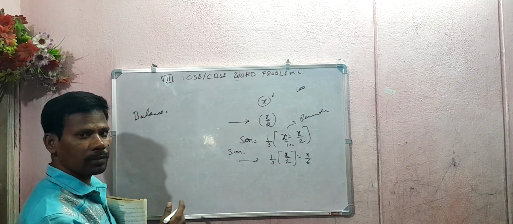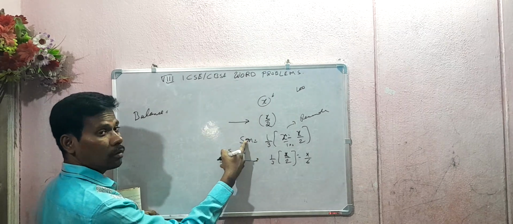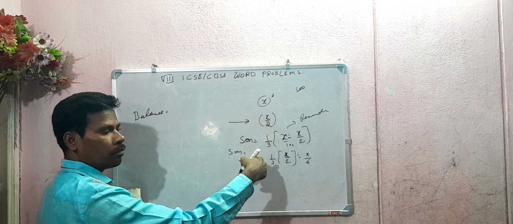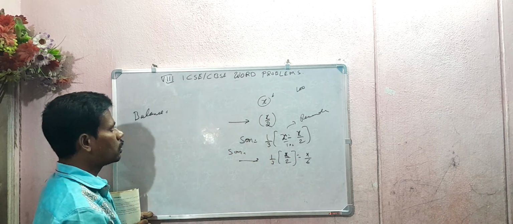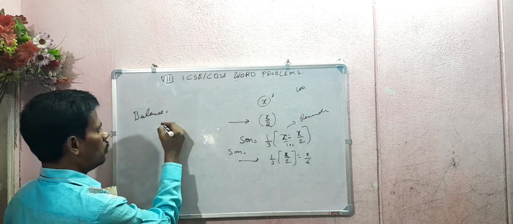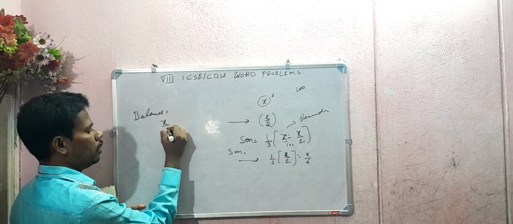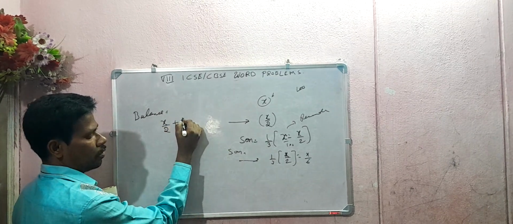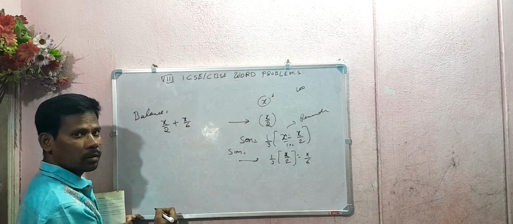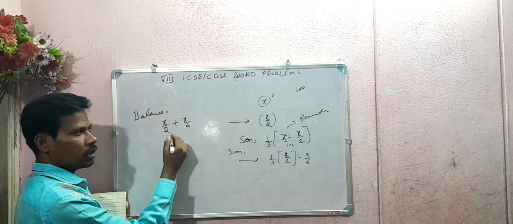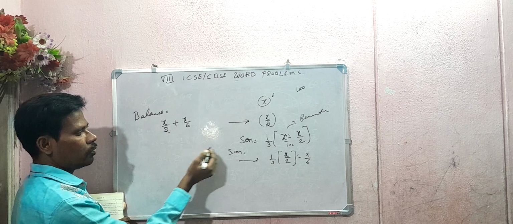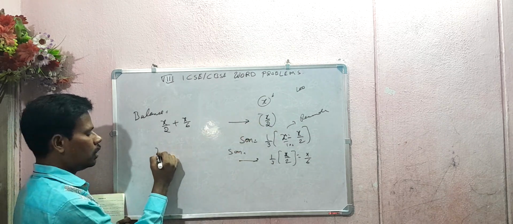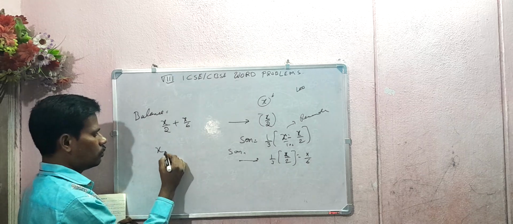How will you do balance? Son plus this one, whatever he has given, plus remainder. So first let us do son, how much he has given: x by 2 he sold it, plus son, x by 6. Next, remainder, balance. Balance will be how much? He sold this one plus this one. So balance will be x from total.